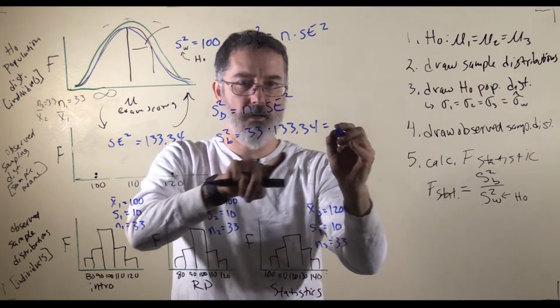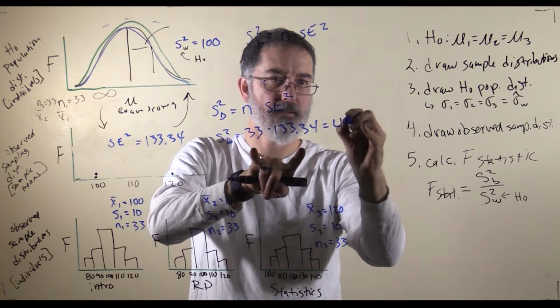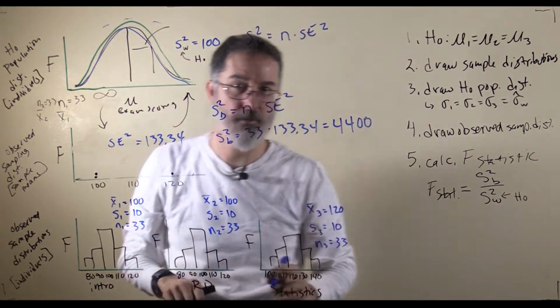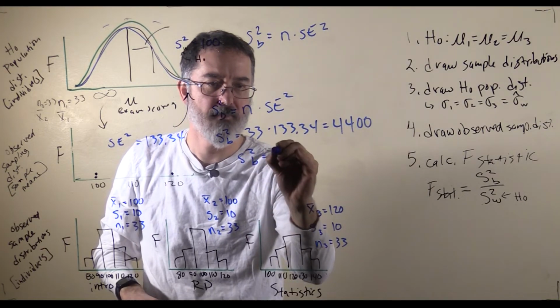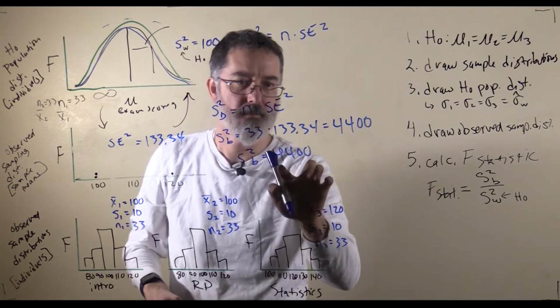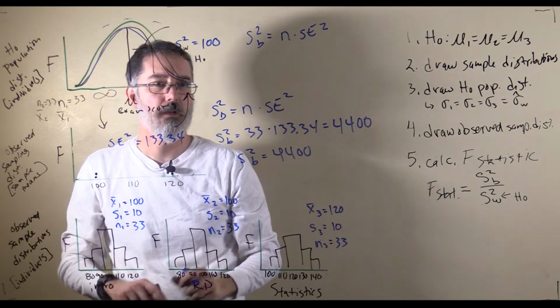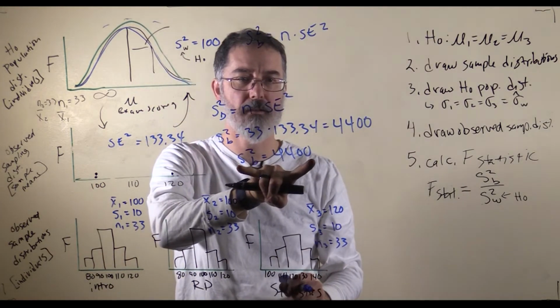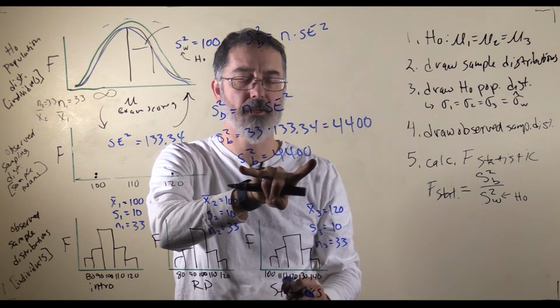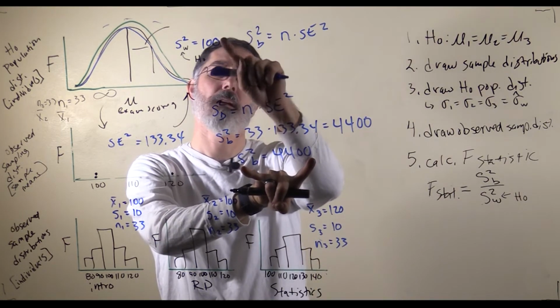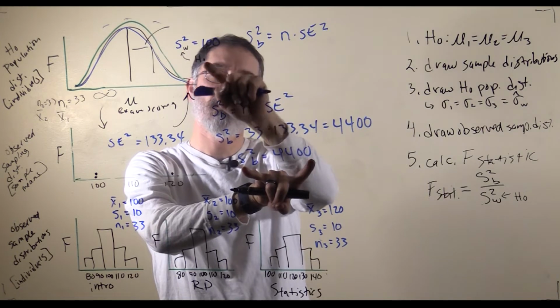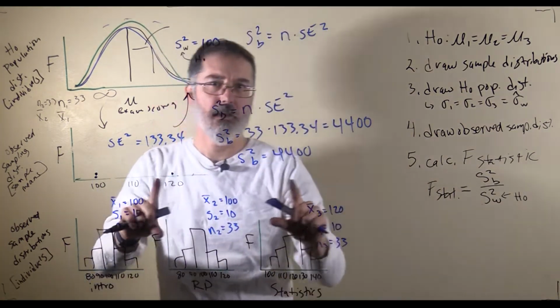Multiplied by 133.34. And when you multiply those together, you get a nice round 4,400. So our variance estimate between groups is 4,400. So the kind of population that would have produced the observed sample means is not very similar to the kind of population that we're assuming if the null hypothesis is true.